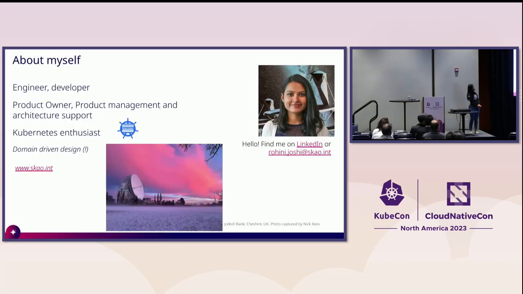So I'll start with a bit about myself. I'm very passionate about trying to make this group of technologies, encouraging more adoption of it within my area of work within the observatory specifically, and introducing this to new communities, especially those in the research and academic settings. My background is being an engineer and a developer. I do more product things now. I'm a product owner and product management and architecture development support, and also a bit of Kubernetes. I'm also really interested recently in domain-driven design, so if that's something that you're interested in as well, I'd love to talk to you. And this picture here at the bottom is one of the Lovell telescope where the SKA headquarters are located, and sometimes we get really beautiful days like this in England.